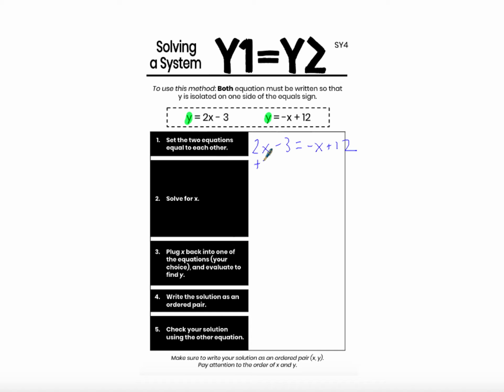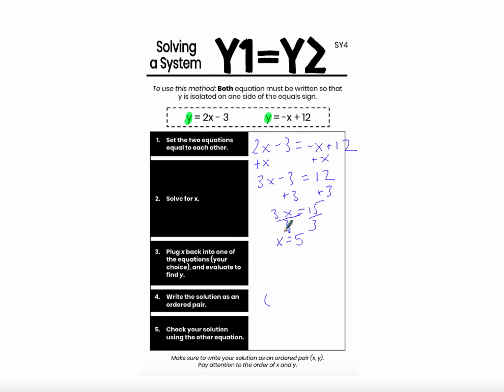I now have a pretty basic equation that I know how to solve. There's only one variable, so I can solve this now. Add x to both sides, I get 3x minus 3 equals 12. Next inverse operation, I add 3, and I have 3x equals 15. Divide by 3, I get x equals 5. So I'm going to skip ahead right here to acknowledge that I know half of my solution.